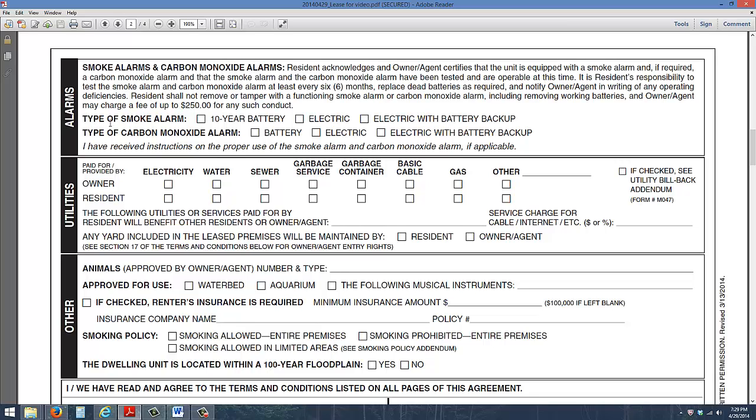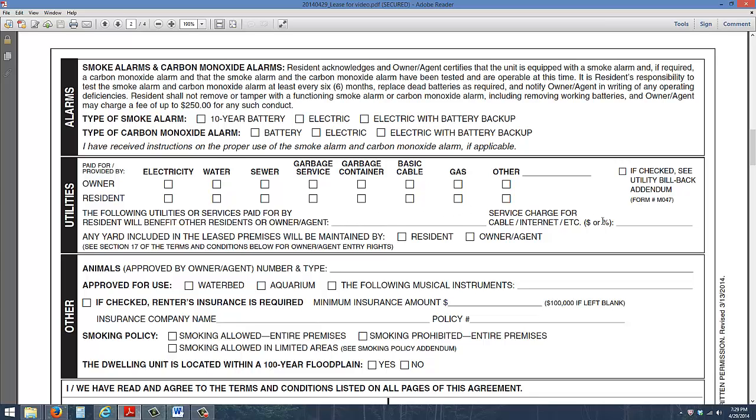Down here we list your type of smoke alarm and type of carbon monoxide alarm. In the utility section, we list the owner and resident and indicate by checking these boxes who's responsible for which utilities. If you have a utility bill back agreement, this will be checked over here, and you'll have a separate addendum. Over here we're going to disclose any benefit other residents may receive from utilities you're paying for.